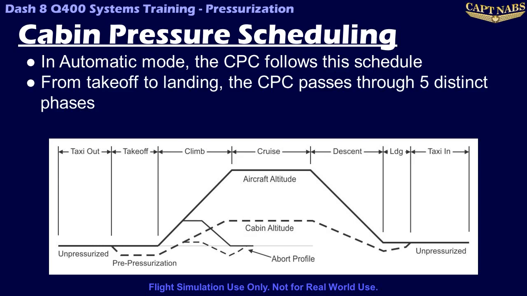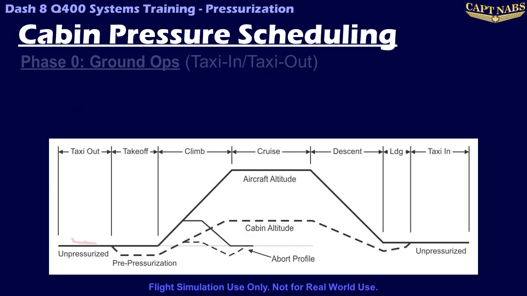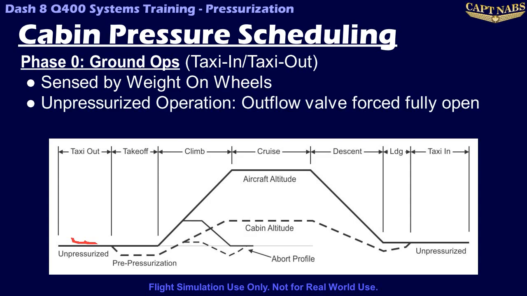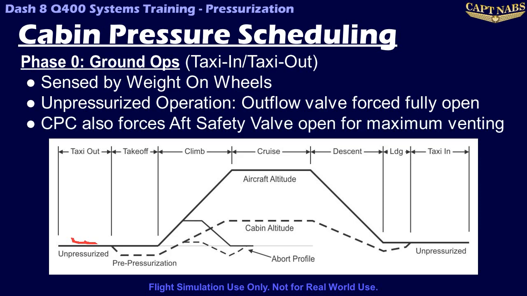Anytime an aircraft is on the ground, as sensed by weight on wheels, the outflow valve is opened fully to prevent the airplane from pressurizing once the bleed systems are activated. As an additional measure, the CPC is able to command the aft safety valve to open whenever an engine or APU is running to allow even more air to leave the cabin as soon as any bleed system is turned on.